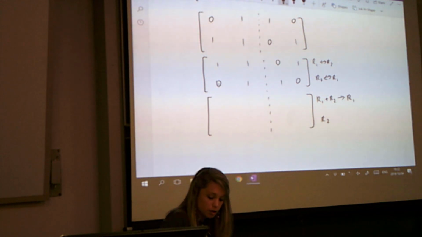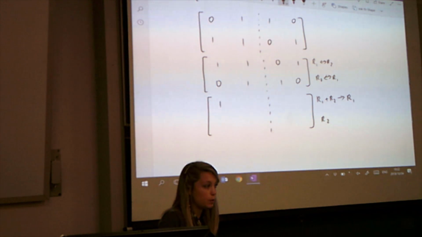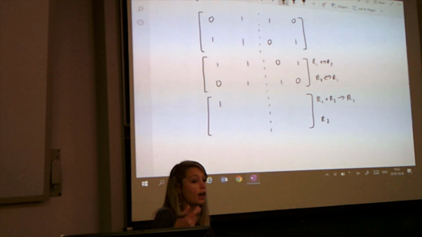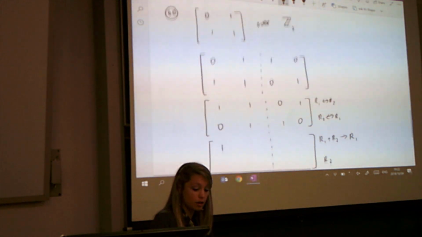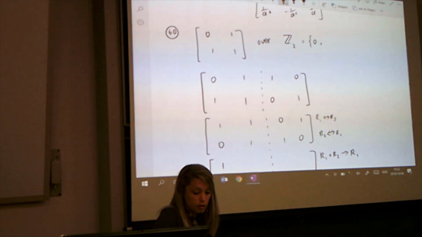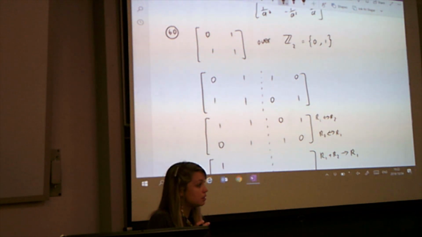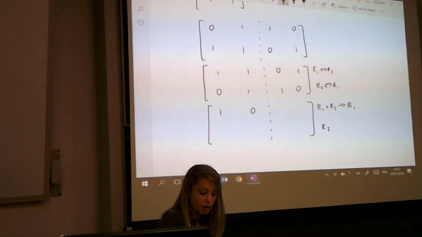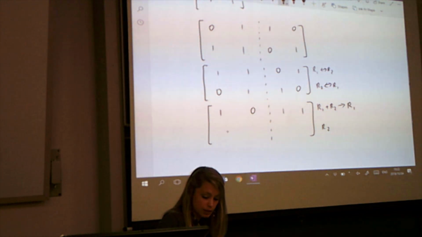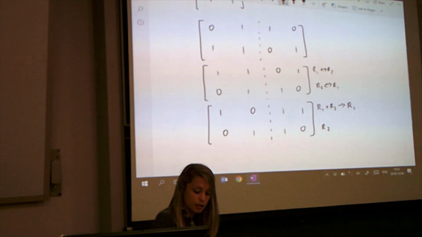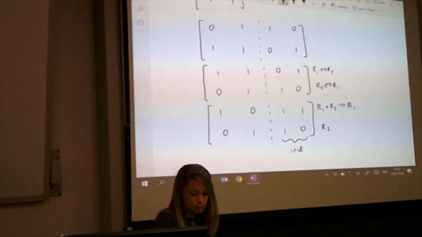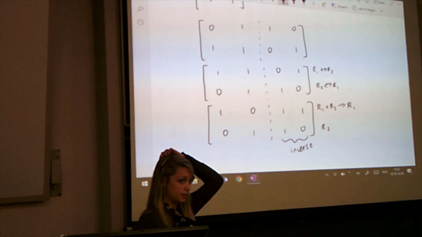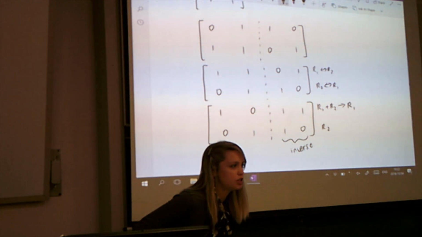So I'm going to have 1 plus 0, which is 1. 1 plus 1, which is 2. But we don't have a 2 in Z2, we only have a 0 and a 1. Those are the only two elements. So the remainder when we divide 2 by 2 is 0, so that's a 0. 0 plus 1 is 1, 1 plus 0 is 1. And then my second row remains the same. So this matrix here is the inverse. Do you guys have any questions about finding the inverse?